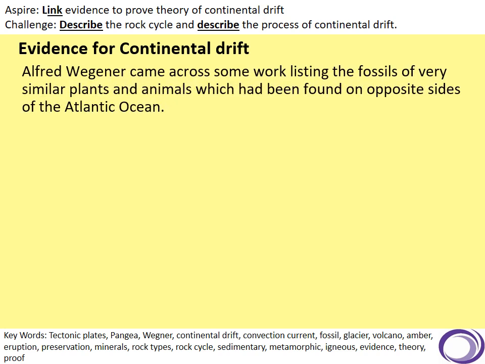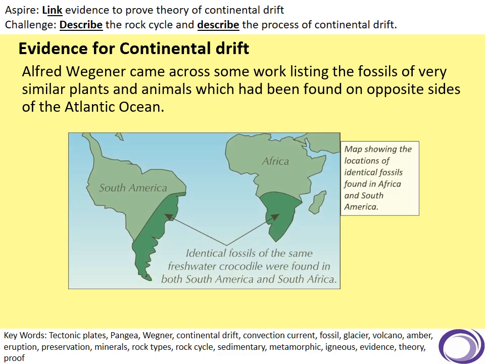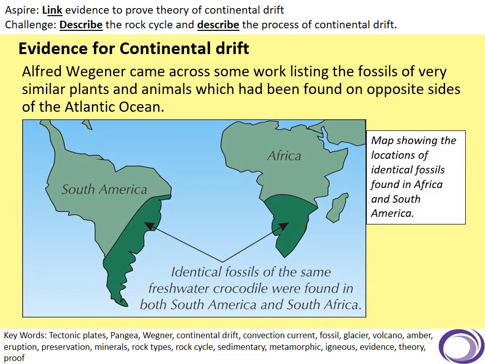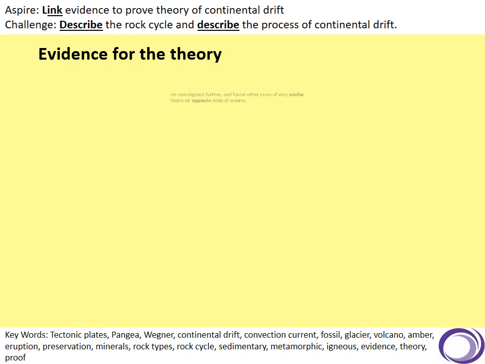And he had lots of evidence for this. He came across some work listing fossils of very similar plants and animals being found on both sides of the Atlantic Ocean, so on South America and on Africa. And one of the examples of this was a freshwater crocodile. And he suggested that at some point these two continents must have been joined together, because it's very unlikely that two such similar species would evolve separately on completely different land masses.